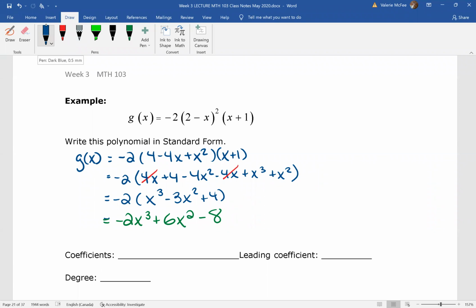So I hope you were able to find this polynomial function. You can see that all of the exponents are positive integers. So our coefficients then are -2, 6, and -8. The leading coefficient multiplies the highest power of x. So our leading coefficient is -2. And the degree, the highest power of x, is 3.